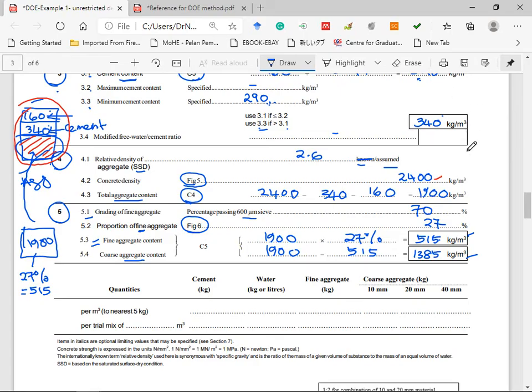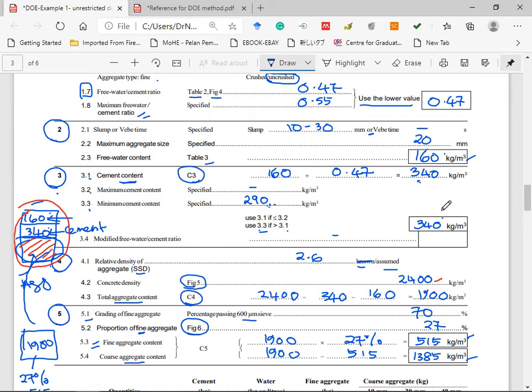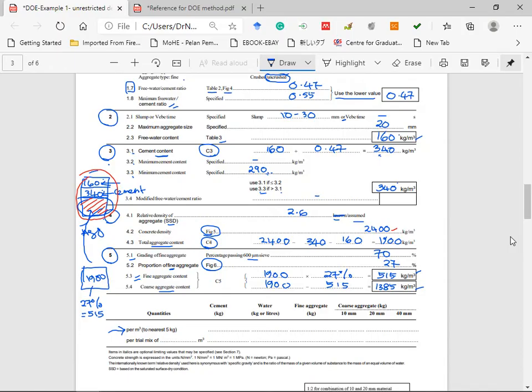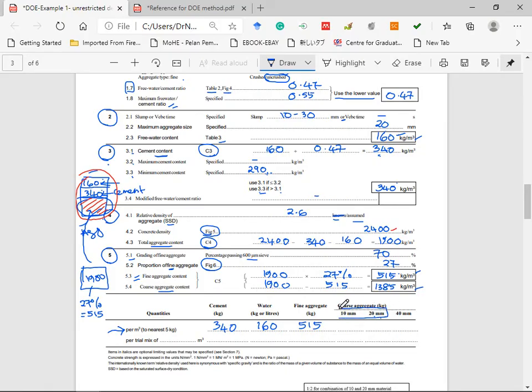Next, we summarize all our findings from each stage into this table, per cubic meter to the nearest 5 kg. Look up the cement. This is the cement, and cement is determined in stage 3. Our summary is 340. We get 340 here. The water is 160 to the nearest 5 kg. So the fine aggregate is 515, and the coarse aggregate is 1385, but we know our maximum is 20 mm, thus it contains a combination of 20 and 10 millimeter. Then we go back to the DOE manual.